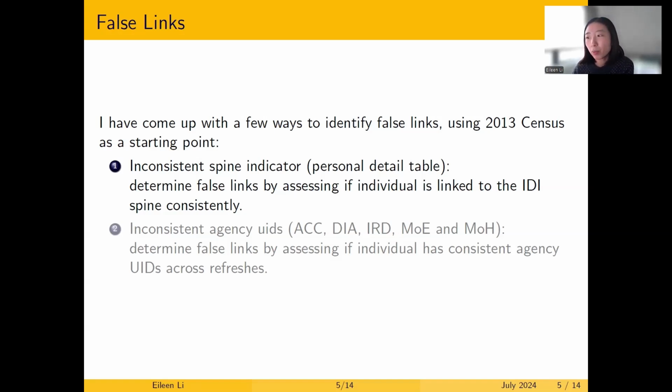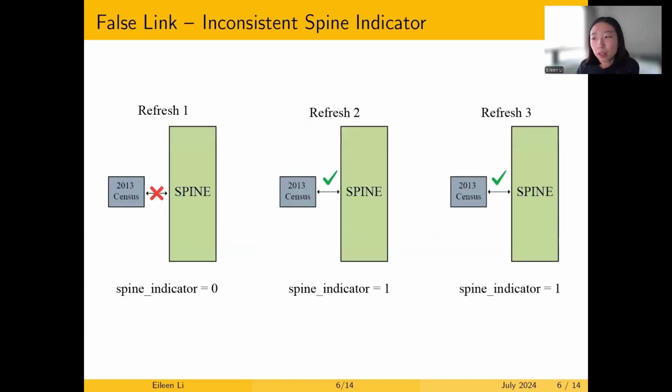So based on this special feature of the IDI, I came up with this inconsistent spine approach to identify probable false links. Basically, this approach looks at the linkage pattern between the node dataset and the spine over time and picks up the ones that did not get linked consistently.